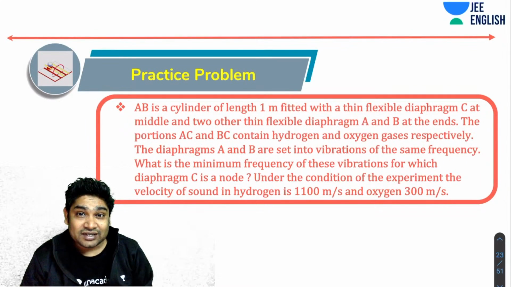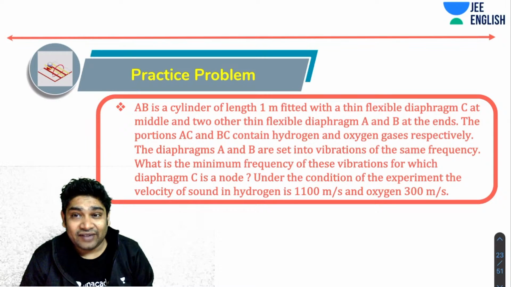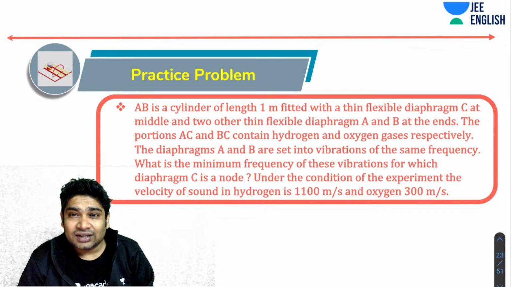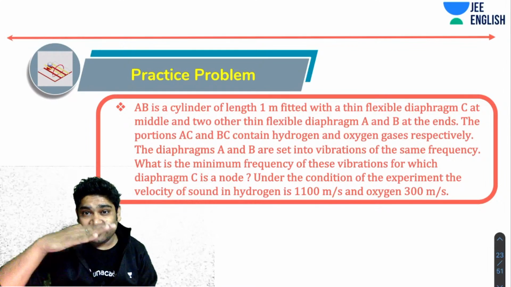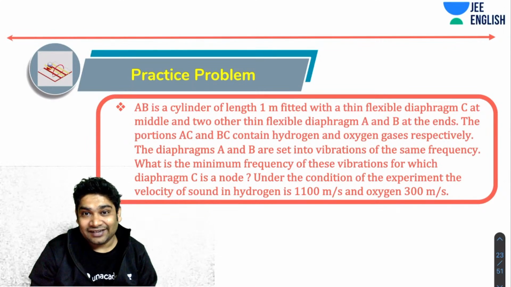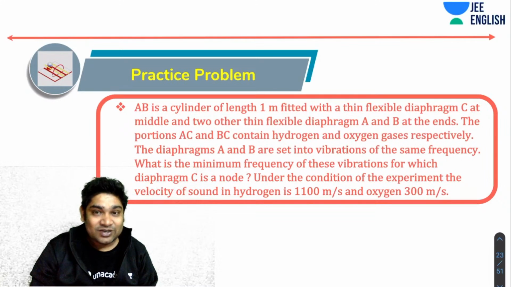So here is the next question. It says AB is a cylinder of a length of 1 meter fitted with a thin flexible diaphragm C at the middle and two other thin flexible diaphragms A and B at the ends. So why are we fixing thin flexible diaphragms? So that the ends behave like open ends. That's essentially what your drums are. A drum has this thin vibrating diaphragm sheet, so that behaves as an open end.